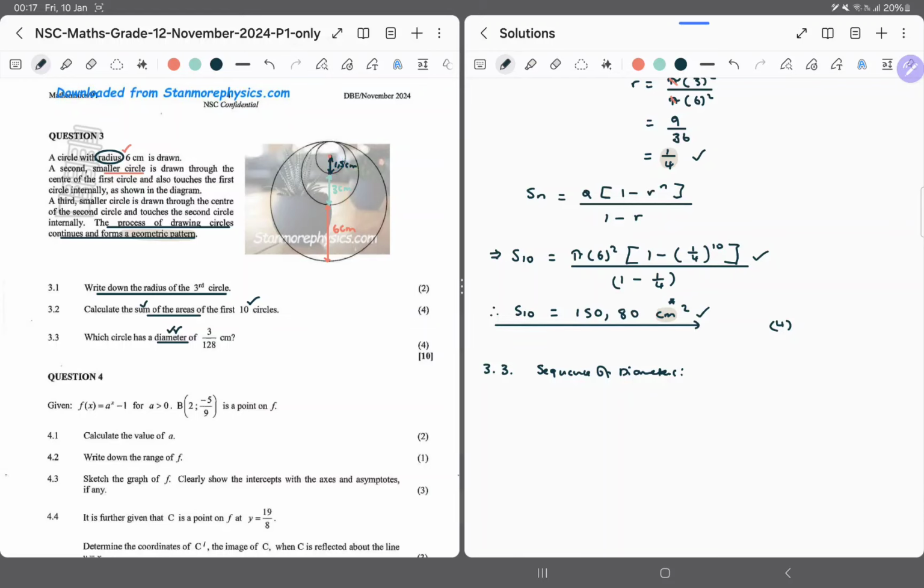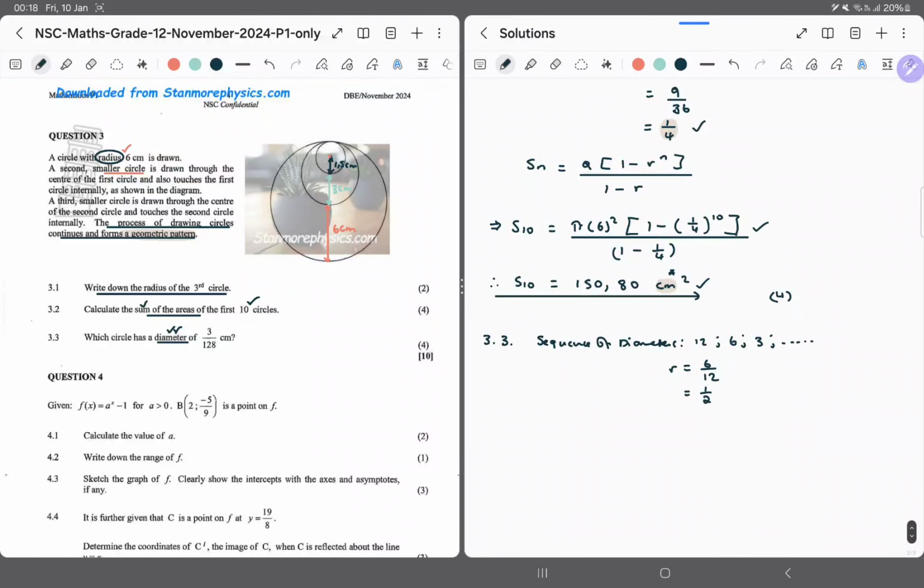The first diameter here is going to be double the 6, which is 12. Okay, we don't really need to put the units. Then this one is double the radius, which is 6. The next is double the radius, which is going to be 3. And then this goes on and on. We don't really care how long it goes, it just goes on. But what do we know? This is a geometric situation, so it's going to be 6 over 12, which is a half. Okay, not a problem. So this is what we have.